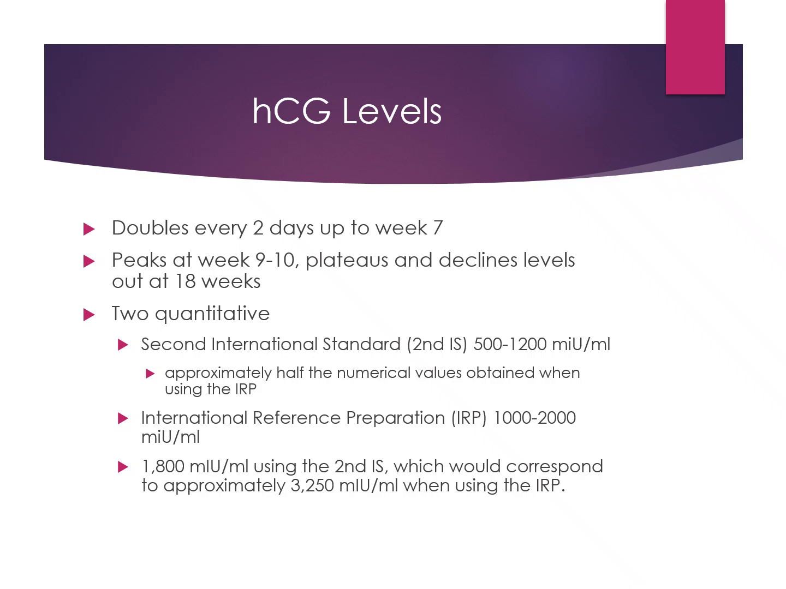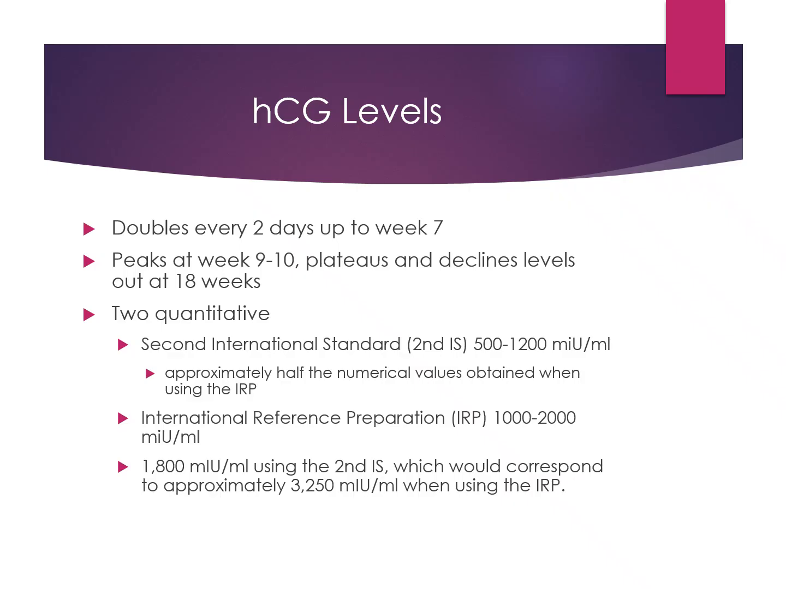Once it peaks at week 9 or 10, it will kind of plateau, and then it will start to decline up until 18 weeks. So there are two types of HCG blood tests that we're talking about here. The first one is the second international standard. Now, our limit for being able to see on ultrasound is about 500 to 1200 milli-international units per milliliter. Okay, so once our HCG reaches that level, we can with certainty see on ultrasound transvaginally.